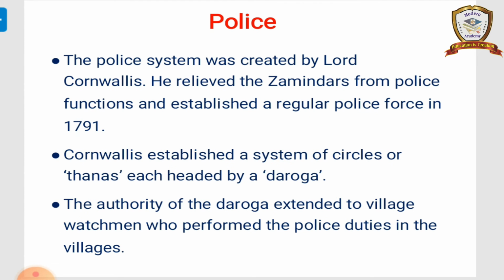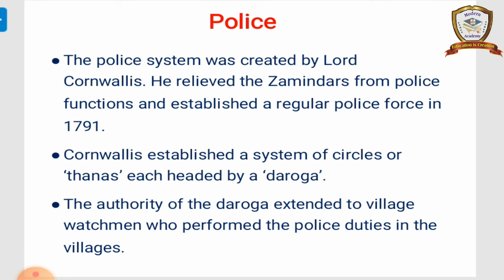Next one, police. The police system was created by Lord Cornwallis. He relieved the Zamindars from police functions and established a regular police force in 1791. Cornwallis established a system of circles and thanas, each headed by a Daroga. The authority of the Daroga extended to village watchmen who performed the police duties in the villages.